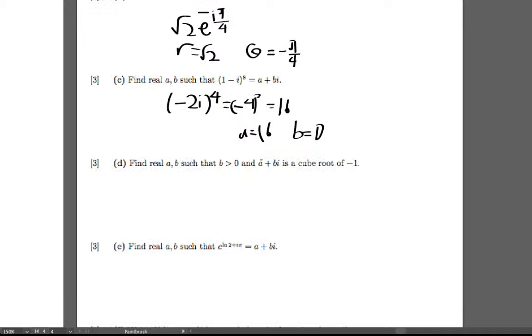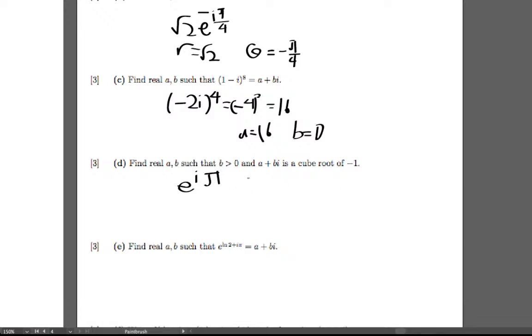Part d. Find real a and b such that b is bigger than 0 and a plus bi is a cube root of negative 1. Okay, you want to try to find the cube root of negative 1. You first convert this into polar form, which would be e to the i pi. There you go. And then you take the cube root.